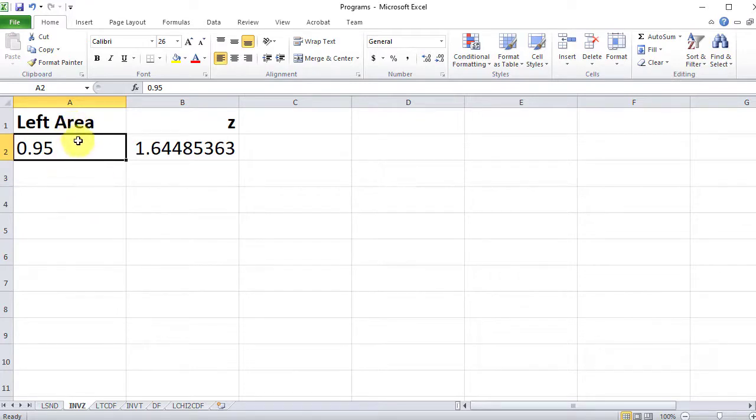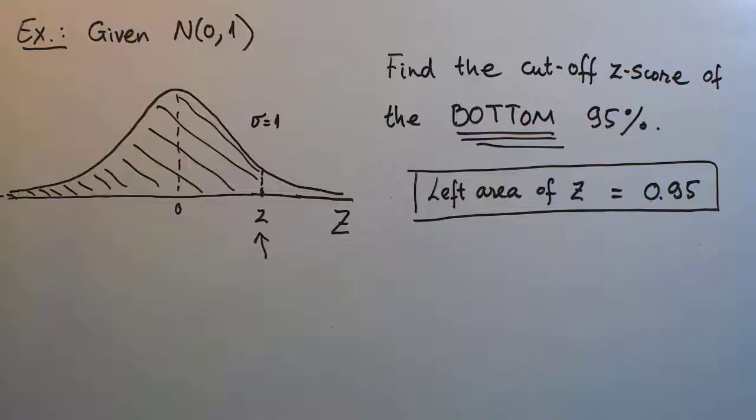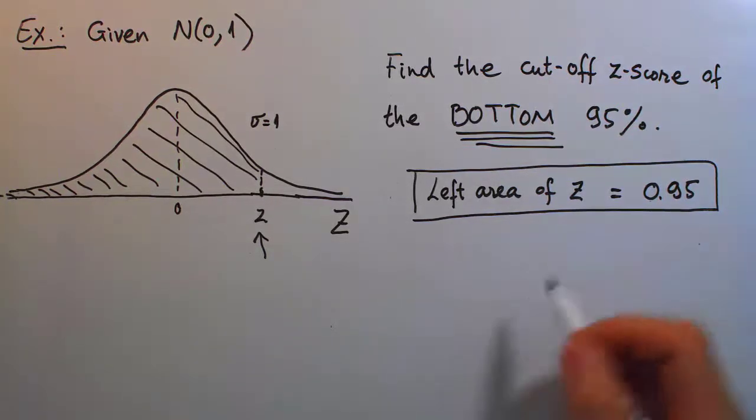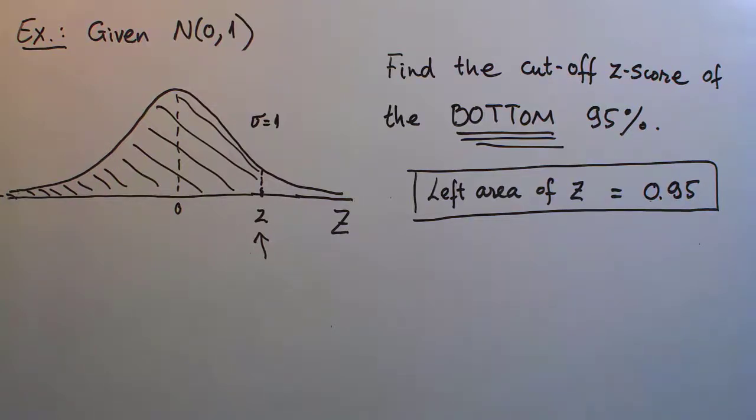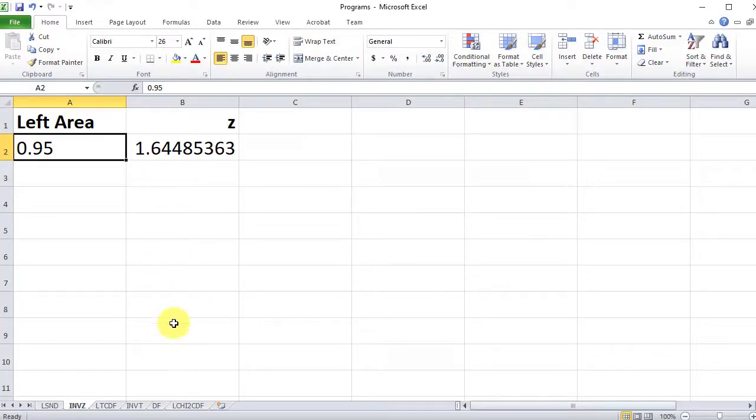So if the left area is 0.95 as given in the problem, all we have to do now is run the technology. Like I said again, the INVZ program is the program that I wrote. But once you understand the purpose of this program and what its function is for, there are plenty of programs out there over the web, or on the market, that allow you to do this kind of problem. The idea here is that we're inverting an area to the left of a z-score to find out what z-score that is.